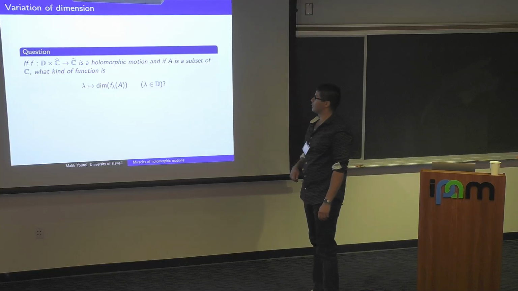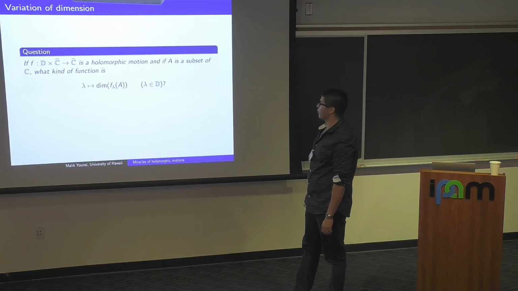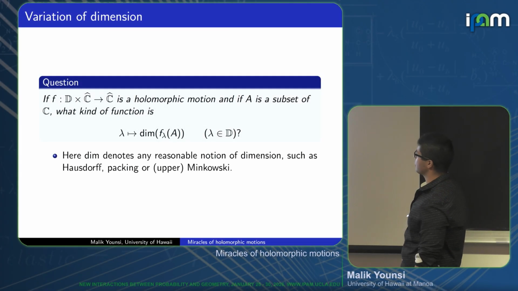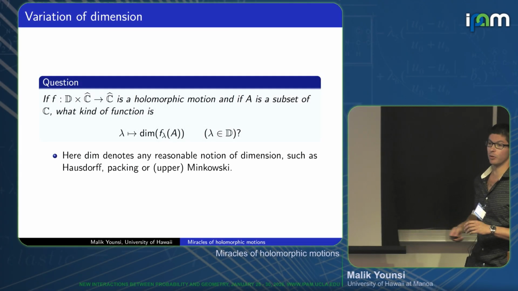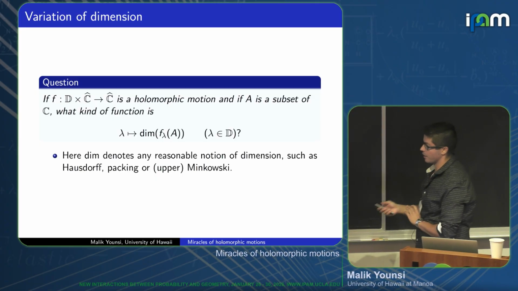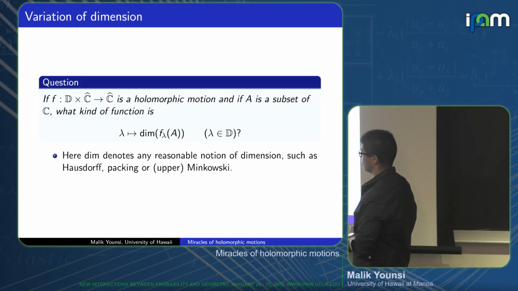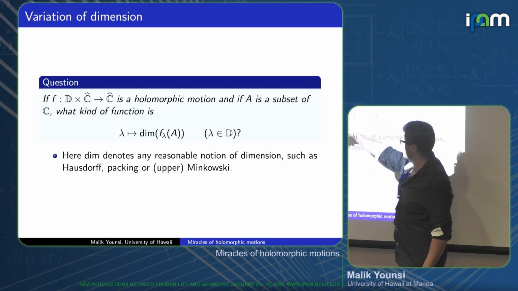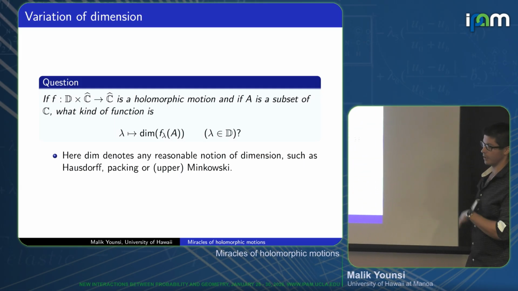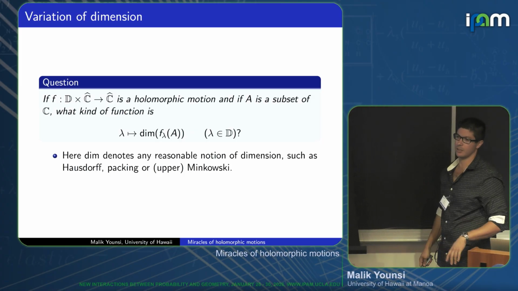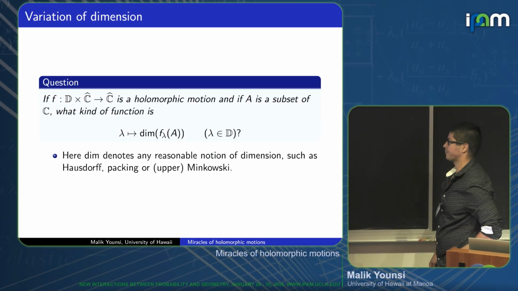Okay, so now let's go back to this more interesting question. How does the dimension change under arbitrary holomorphic motion? And here for dimension, you can consider any reasonable notion of dimension you want to study. It could be Hausdorff, or packing, or upper Minkowski, for instance. So you start with the set A, you move it around under a holomorphic motion, and you try to study how the dimension of the set changes. Okay?